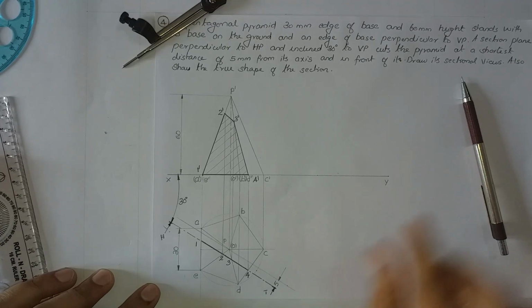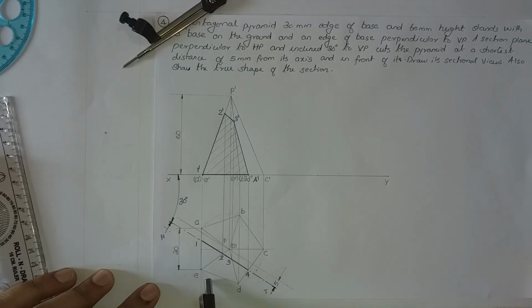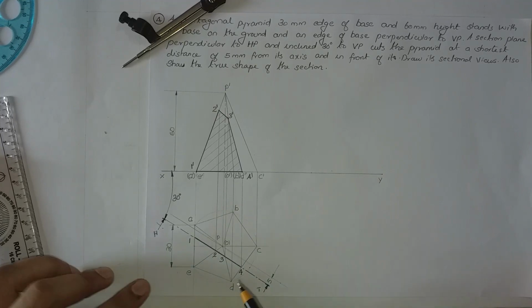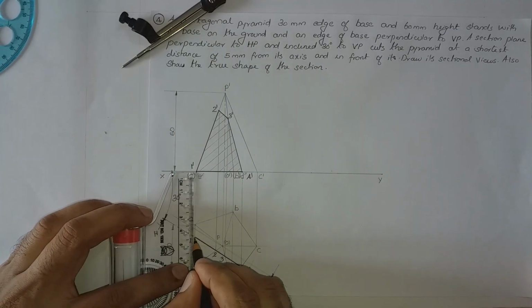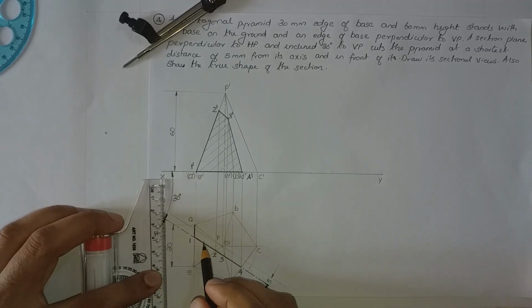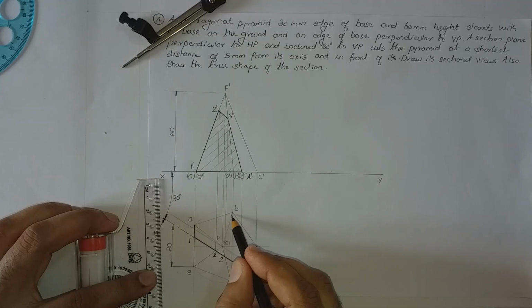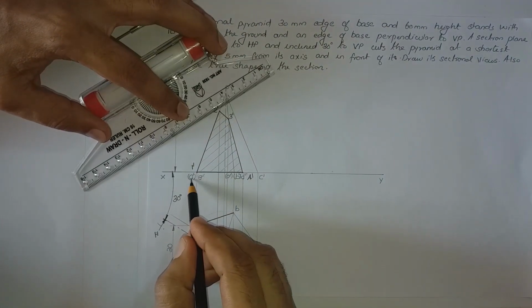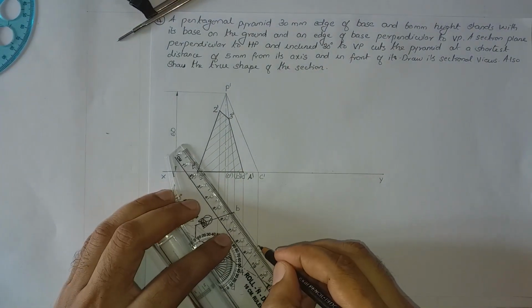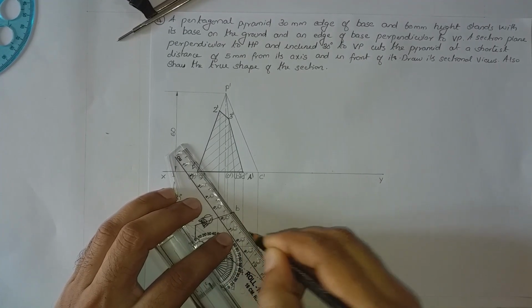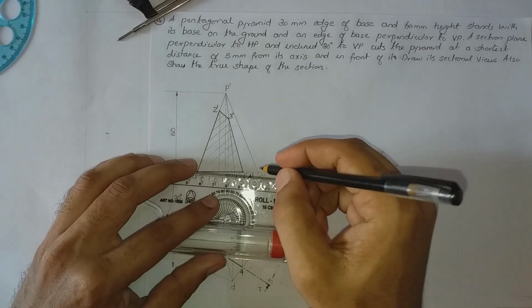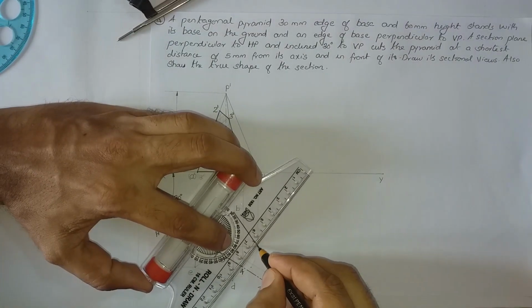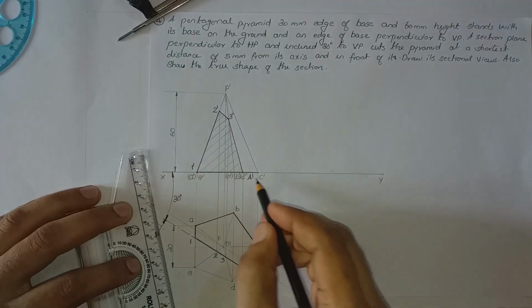So after the sectioning process, this region here, which is in front of the section plane, will be removed, and this region which is behind the section plane will be remaining. So let us mark it one by one. So 1A is remaining. 1A, it is a base edge. So here 1A is already there. AB is remaining. So AB, already AB is marked here, BC is remaining. Let us mark BC. C4 is remaining. Already we are having C4 here.